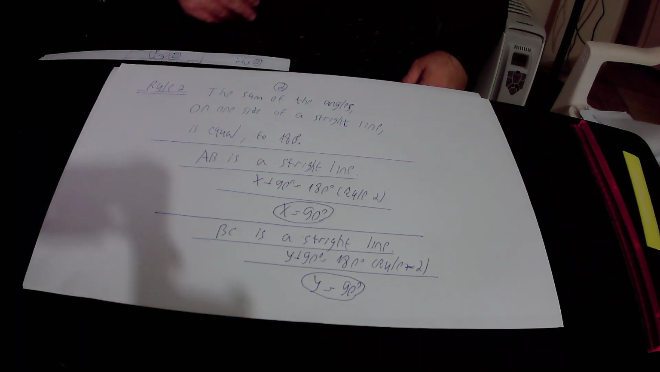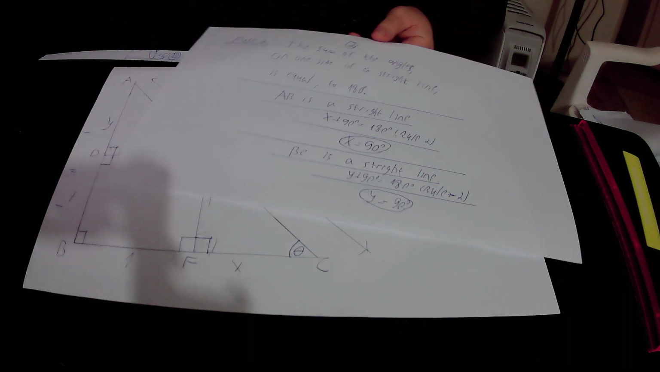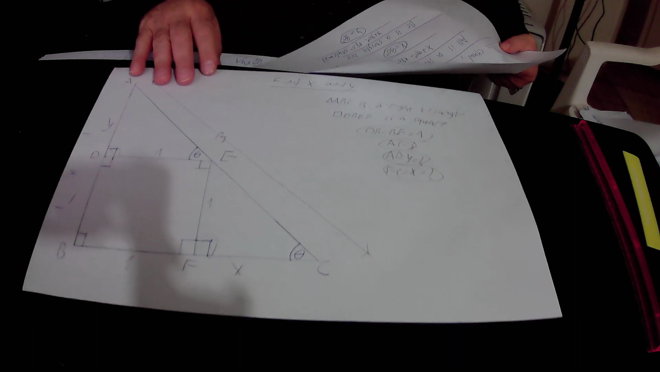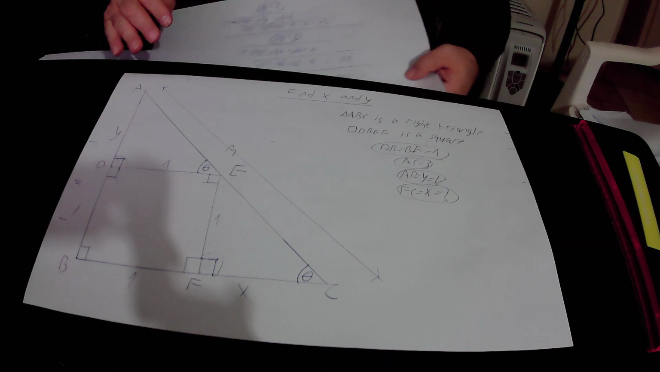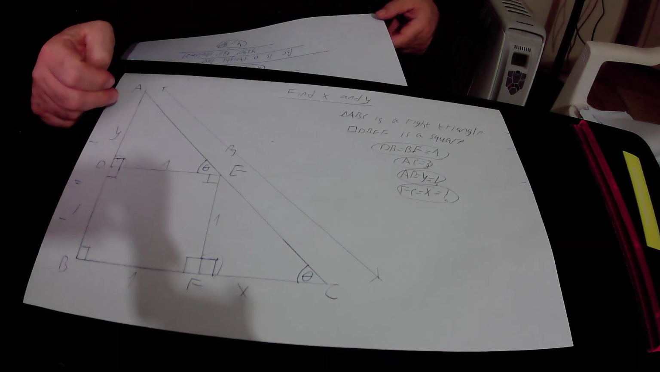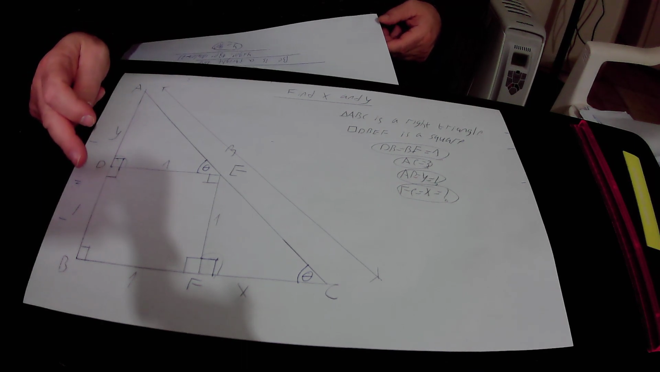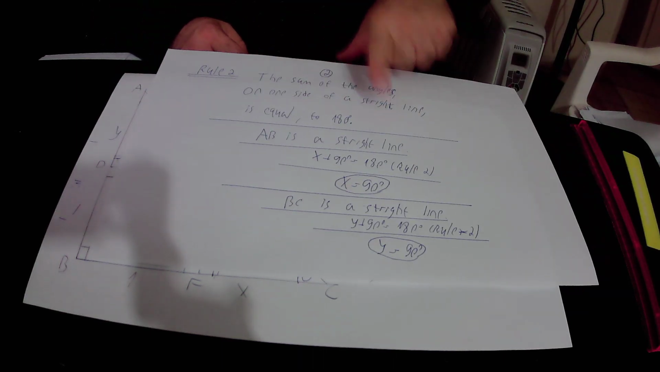According to rule number 2, the sum of the angles on one side of a straight line is equal to 180 degrees. And we can implement rule number 2 in our drawing. AB is one side of the right triangle, triangle ABC. Therefore, it is absolutely a straight line. So we can write down that AB is a straight line.